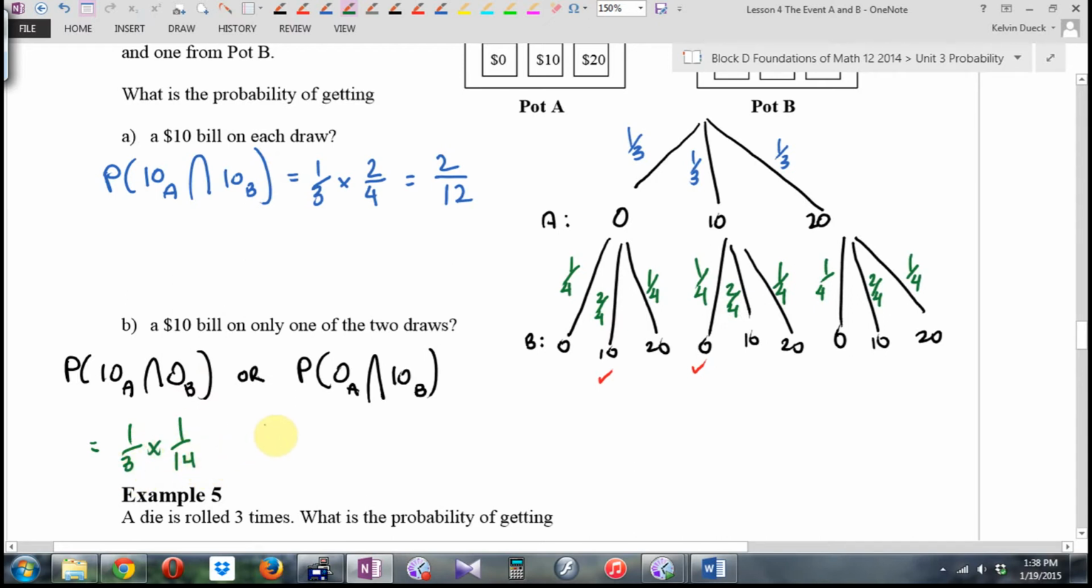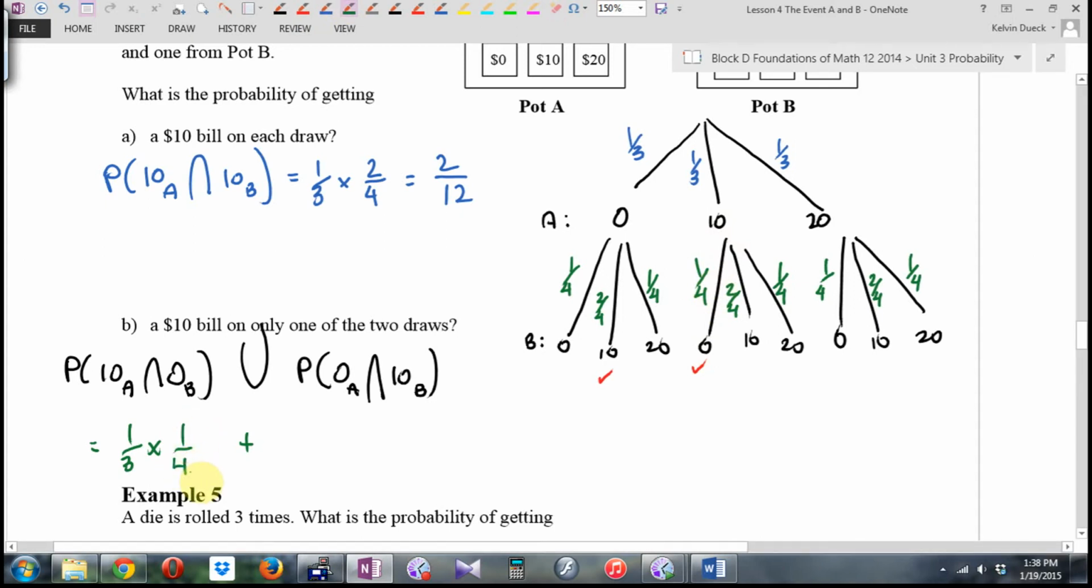What does or mean? By the way, look up. Remember, they could also write this as union, which to me is confusing, but I'll put that there just so that we know. Oh, I'm sorry, not 1 out of 14. Let's try that again. So a 10 on A, and then a 0, 1 out of 4, right? Is that okay, Darian?